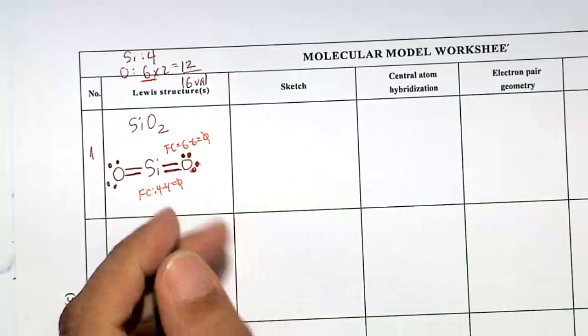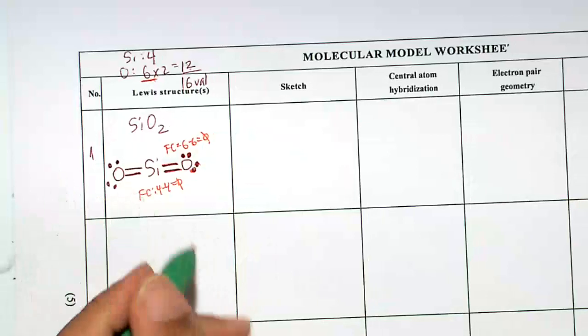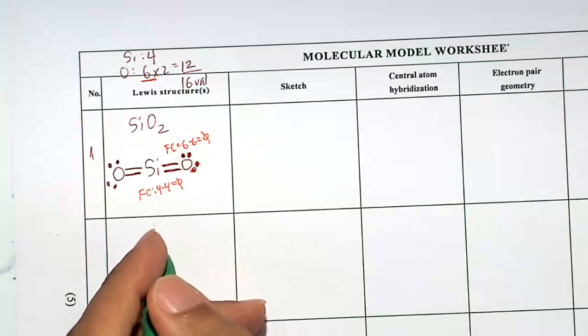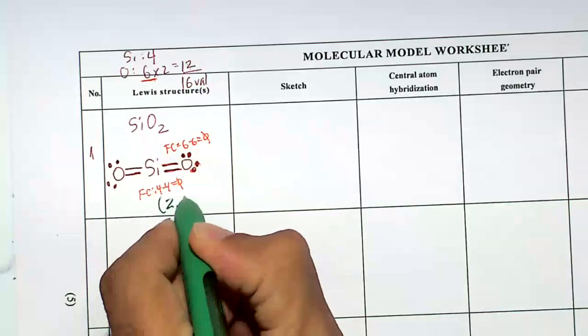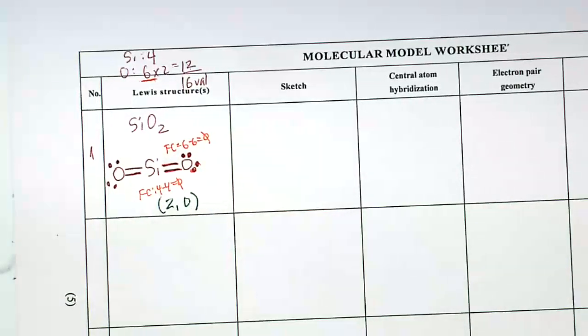Okay, so how many bonding and how many lone pairs on the central atom? I think I have that sheet. 2 bonding, 0 lone pairs. Yeah, 2 bonding, 0 lone pairs. Well, I should. Yeah, I got it. You keep it. Okay. I got it.